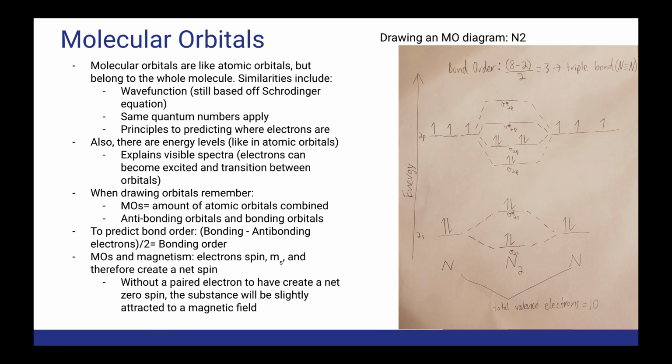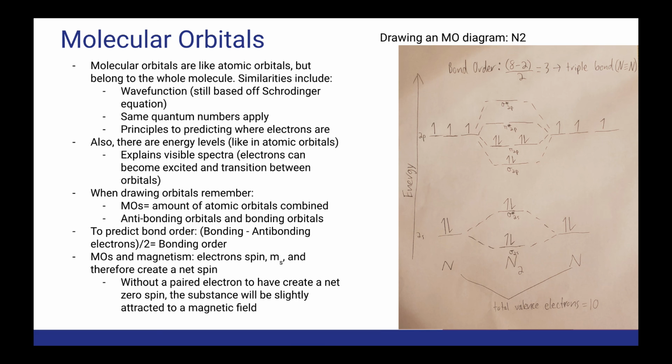Then we move on to the 2p orbitals, and we see that we have a sigma 2p orbital, a pi 2p orbital, a pi star 2p orbital, which represents an antibonding orbital, and a sigma star 2p orbital, which also represents an antibonding orbital. When we go ahead and fill those up with the 2p electrons, we see that we only managed to fill up the sigma 2p orbital and the pi 2p orbitals, but don't manage to fill up the antibonding orbitals.